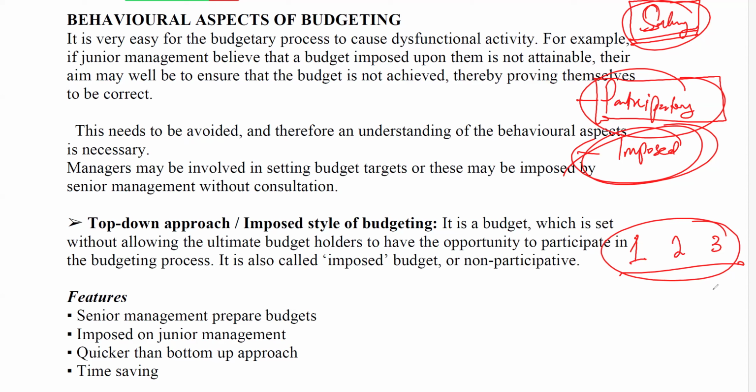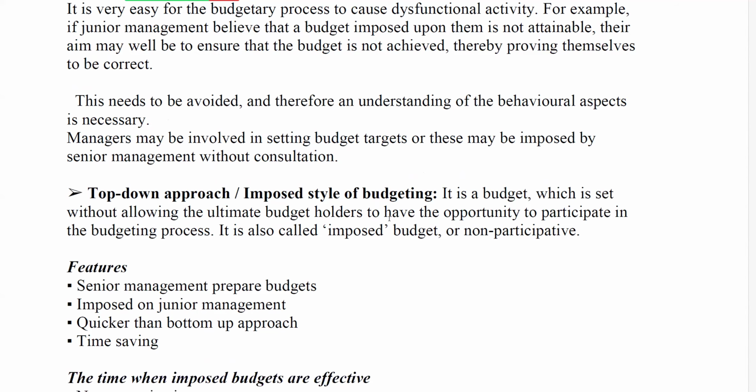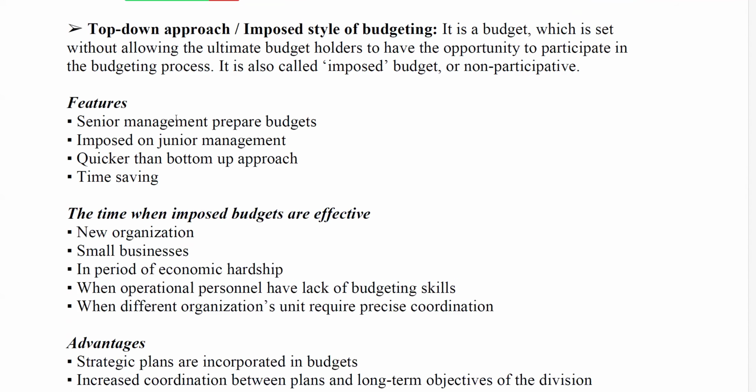For example, if junior management believe that the budget imposed on them is not attainable, their aim may well be to ensure that the budget is not achieved, thereby proving themselves to be correct. So it can lead to dysfunctional behavior. This needs to be avoided, and therefore an understanding of the behavioral aspects is necessary. Managers may be involved in setting budget targets, or these may be imposed by senior management without consultation. So there are two main systems which I explained earlier.